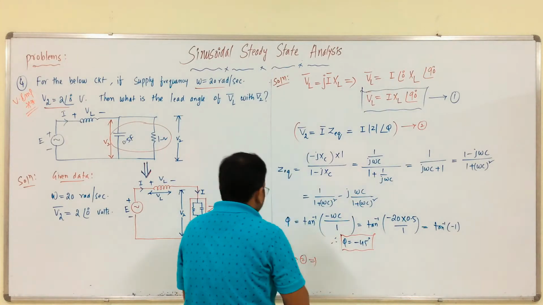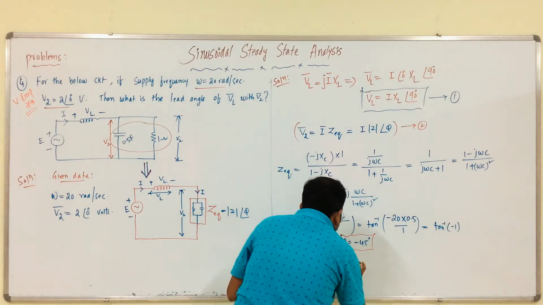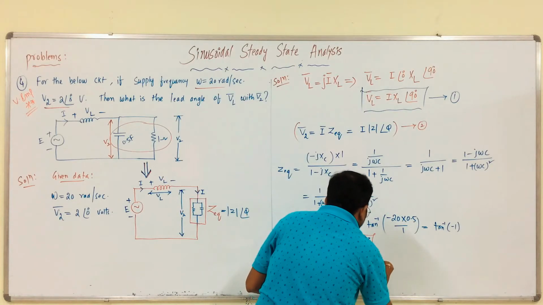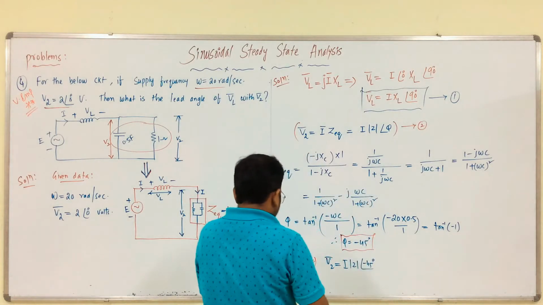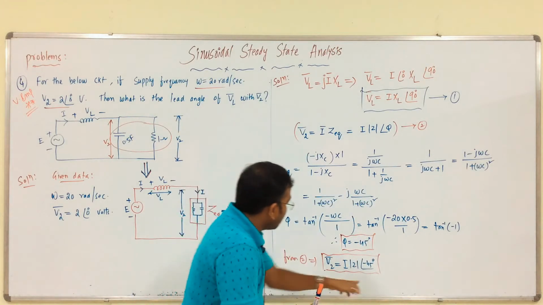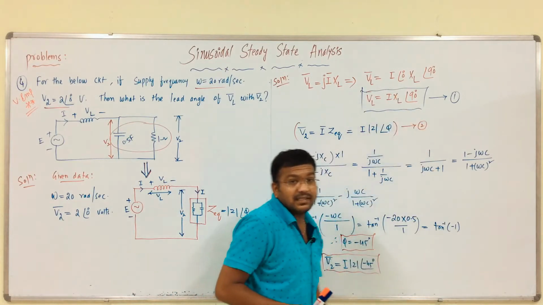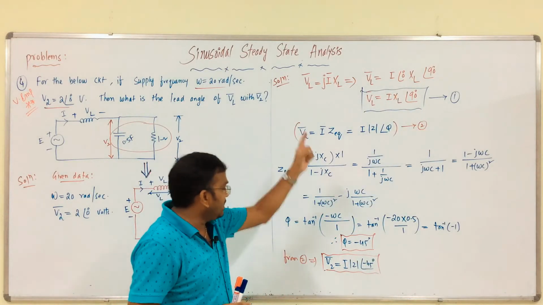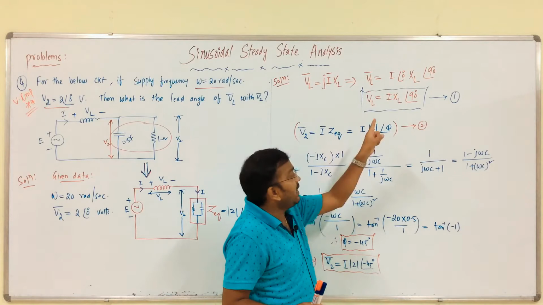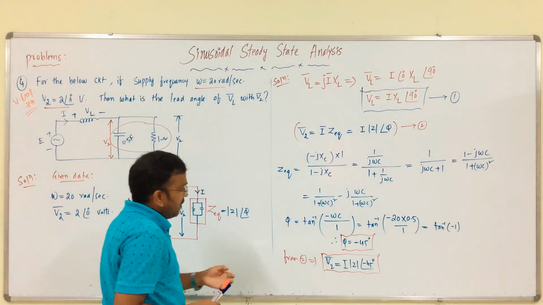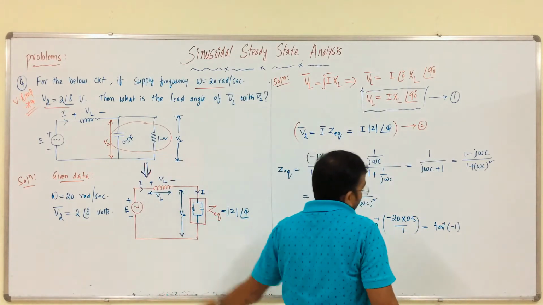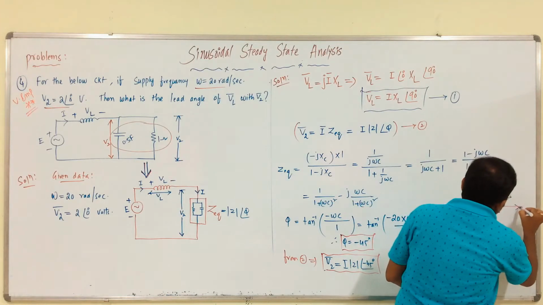From 2, V2 is nothing but I mod Z at an angle minus 45 degrees. Then tell me which one is leading? V2 is at an angle minus 45, but VL is at an angle 90 degrees. VL leads V2 by how many degrees? Minus 45 and 90, total 135. You can get a better idea before that. This is a series circuit, that is, the current is taken as reference, I.